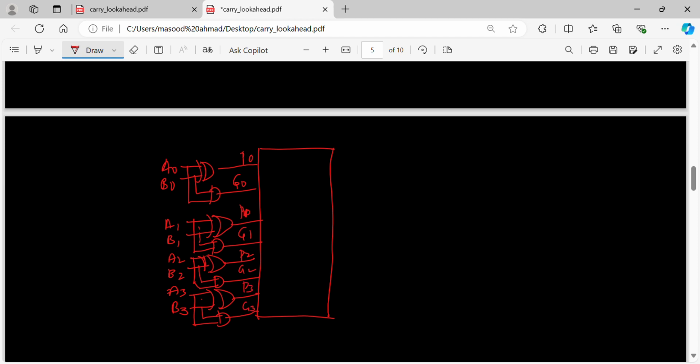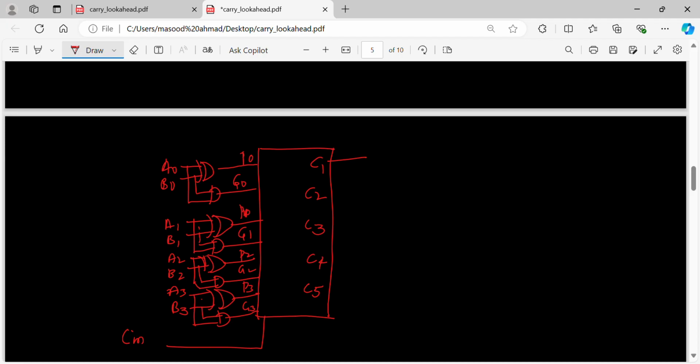From this, I can calculate the carries. In addition to this, the input I am going to have is carry in. So from carry in, A0, B0, P0, G0, what I can get is carry 1. So I will get C1, C2, C3, C4, and C5 too.